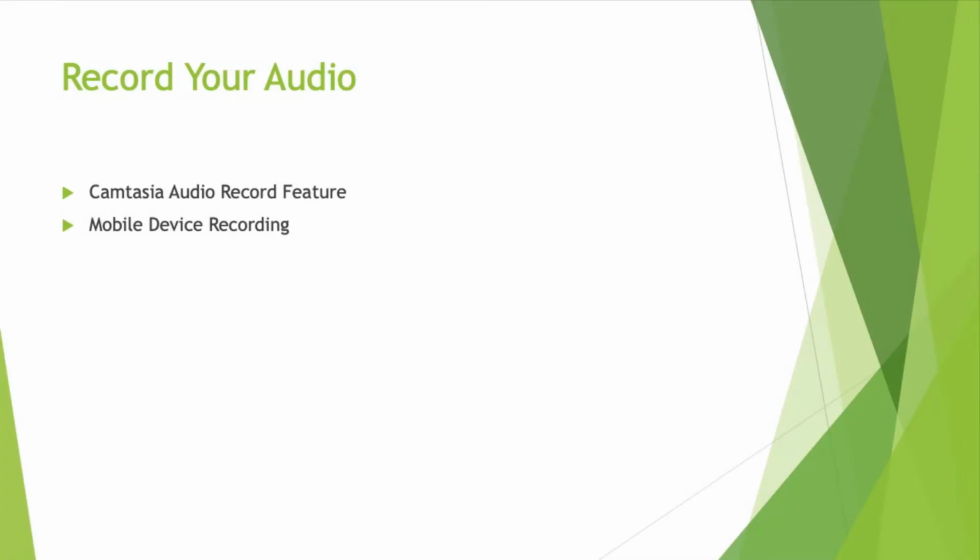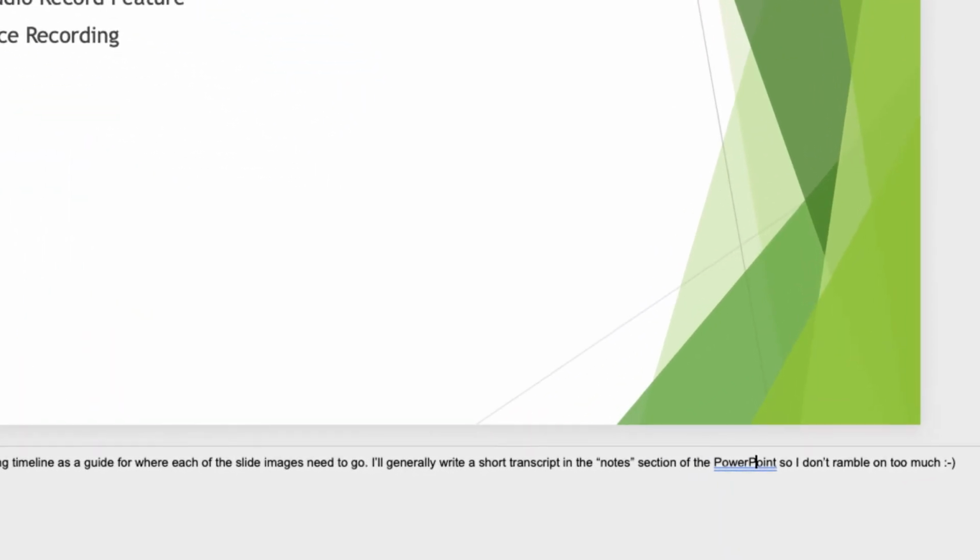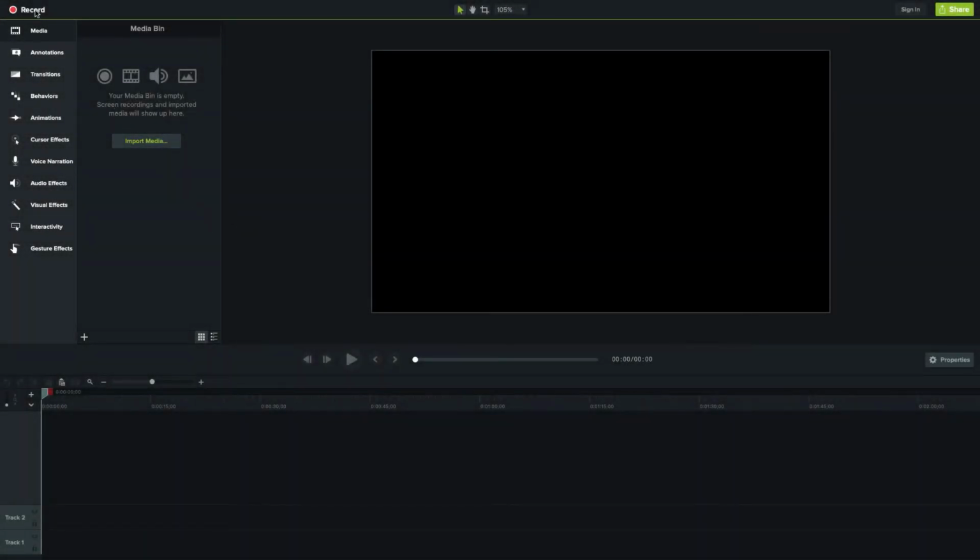First, record your audio. I prefer to record my audio first so that I can use the recording timeline as a guide for where each of the slide images need to go. Generally, I'll write a short transcript in the notes section of the PowerPoint so I don't ramble on too much. When you're ready to record, hit the red record button in the top left of the screen.